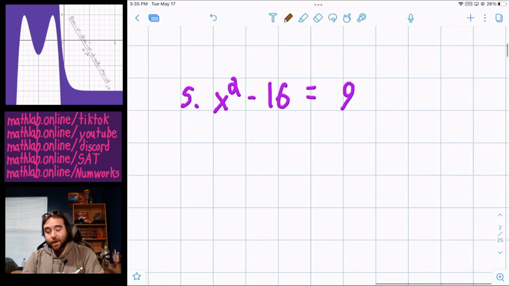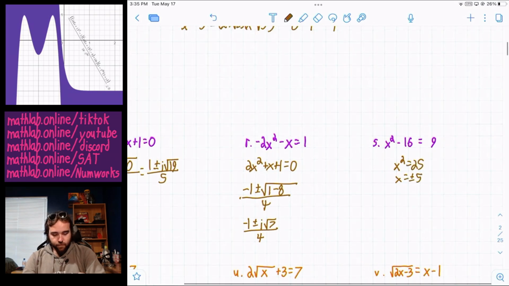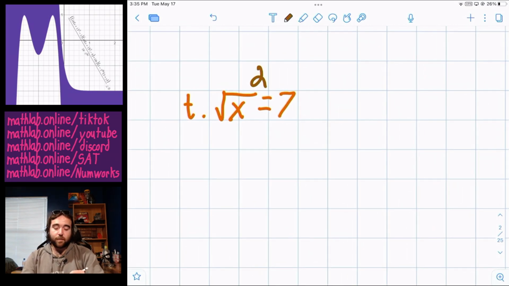All right. Here we're going to add the 16 to both sides and square root both sides. X equals plus or minus 5. Here, we're just going to square both sides. Remember, to undo a square root, you got to square both sides. So we get x equals 49.